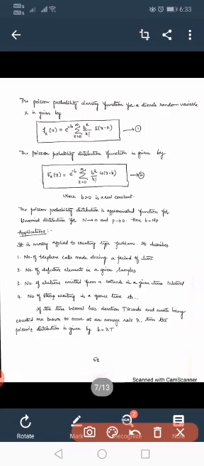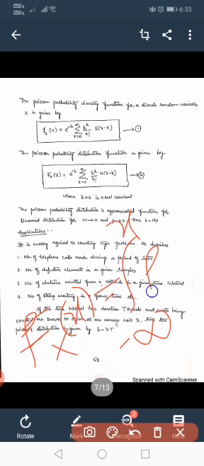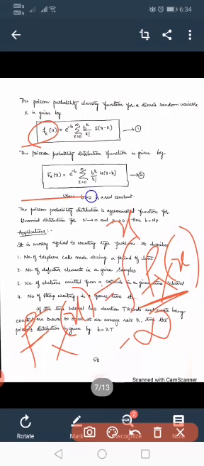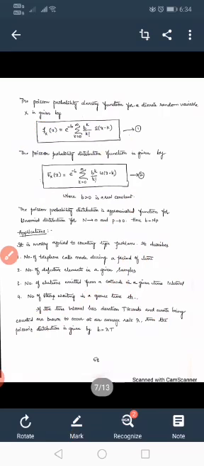Next, the probability distribution function. We know the formula: F_X(x) equals the integration from minus infinity to x of the density function f_X(x) dx. Now substitute this density function in this formula, we get this, because the integration of an impulse signal is a unit step signal. Next example we already know.